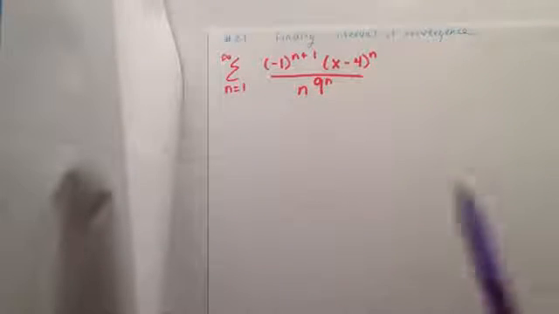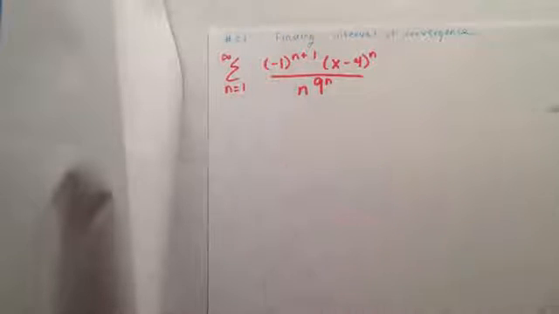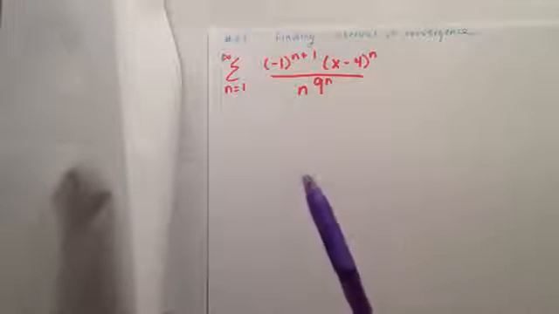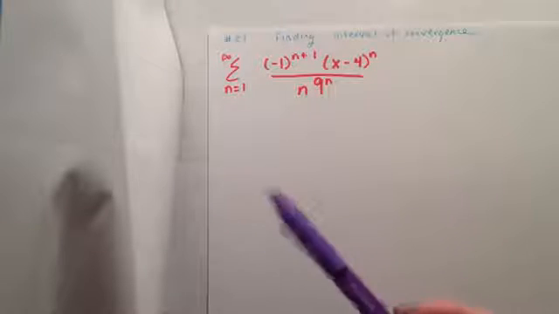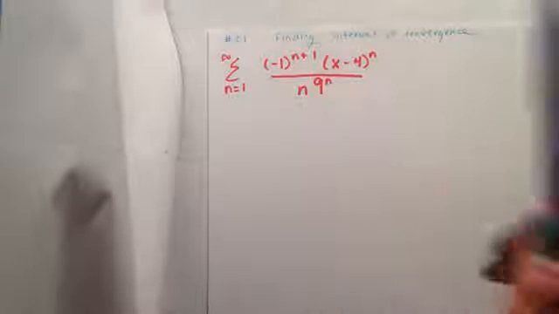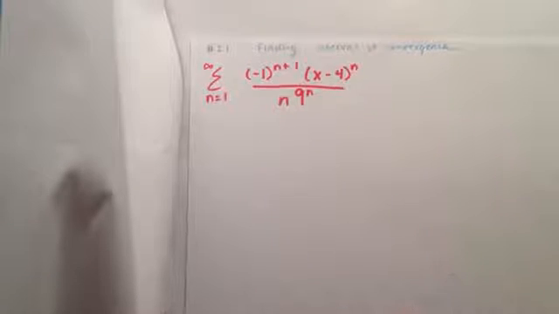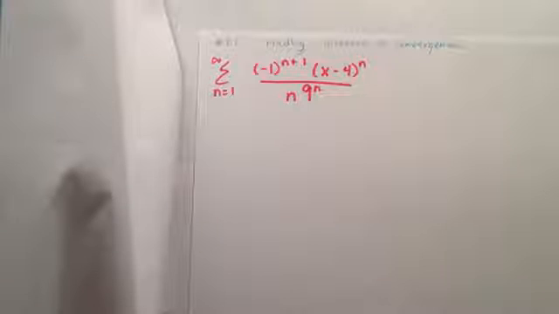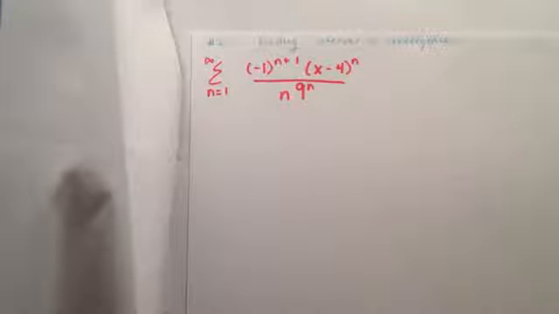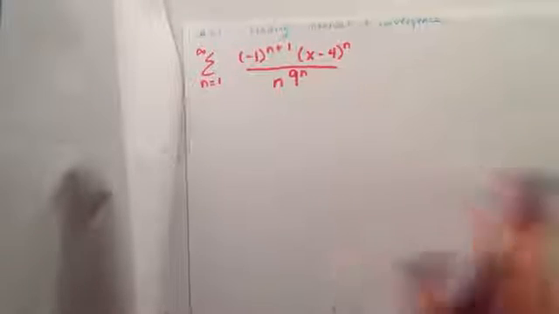Alright, so let's do an example of finding the interval of convergence. Let's do this one. The summation of n equals 1 to infinity of negative 1 to the n plus 1 power times x minus 4 to the nth power over n times 9 to the nth power. Alright, this one looks a little crazy, but after you master this one, you can handle almost anything, I think. Alright, so to find the interval of convergence, you're going to do almost the same thing as finding the radius of convergence. So, what we're going to do is use the ratio test again.